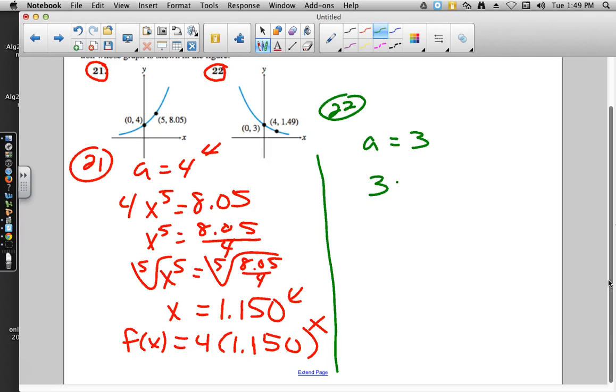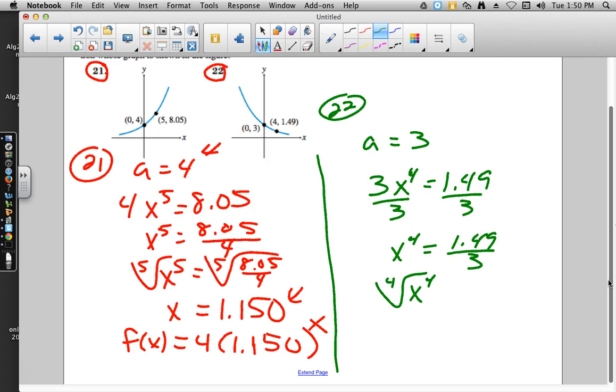So it was a 3, and then they took that b value for the base and multiplied it 4 times in order to get 1.49. And then we would divide both sides by 3. So x to the 4th equals 1.49 divided by 3. And then we'd take the 4th root of both sides in order to get our numbers. And our base value here, we're just going to keep that positive since this is all above the x-axis here. So x will equal the 4th root of 1.49 divided by 3.